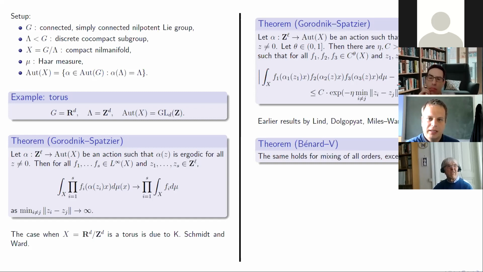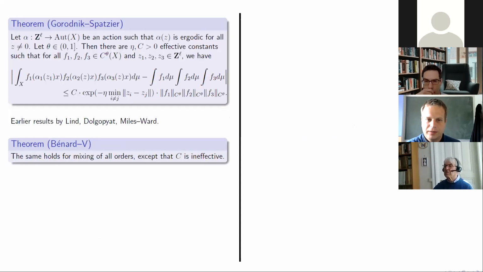Gorodnik and Spatzier work with an effective tool, which is called Baker's theory of linear forms in logarithms, and we need to work with Schmidt's subspace theorem with Timothée, and that's the source of the ineffectivity.